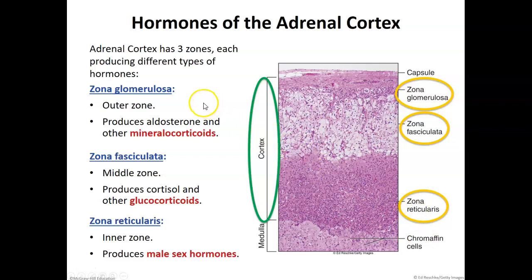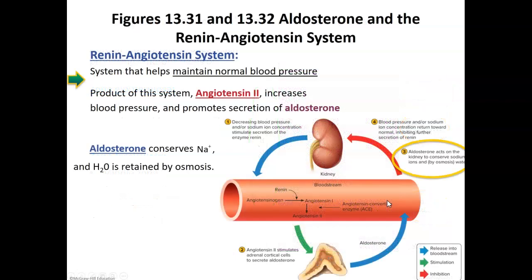The zona glomerulosa, this top thin layer here, is going to release aldosterone. Aldosterone is classified as a mineralocorticoid. The zona fasciculata, this middle layer here, is going to be releasing cortisol or the glucocorticoids, and the zona reticularis is going to be releasing all those adrenal androgens.